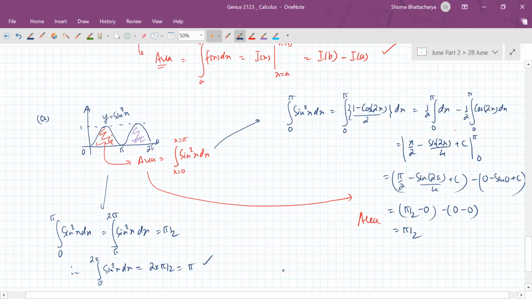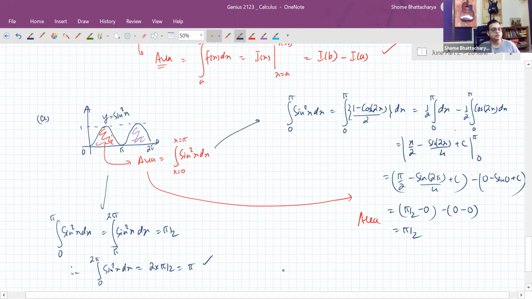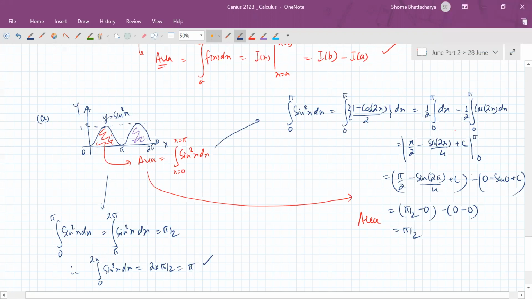Sir, but the area should come in units, no? Why is it coming in pi and pi by 2? Now the thing is, here we are just treating it like a mathematical function. On the x-axis, we have the angle in radians, which is dimensionless, right? And on the y-axis also, we have 0 to 1, which is dimensionless. So the area is also coming as a dimensionless quantity. You're understanding the point? Yes, sir.